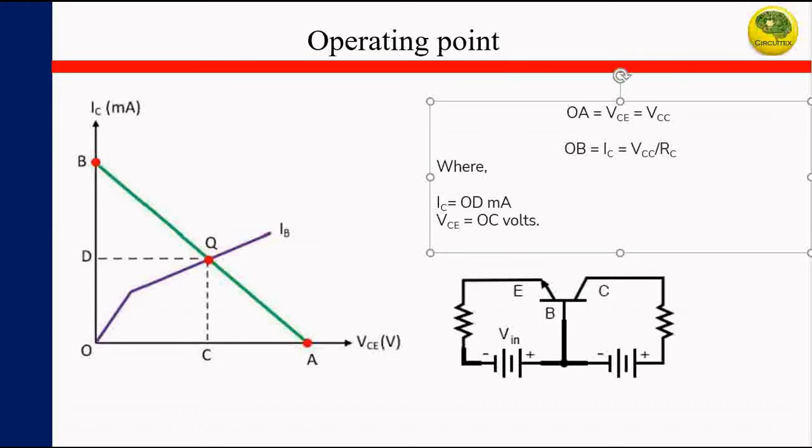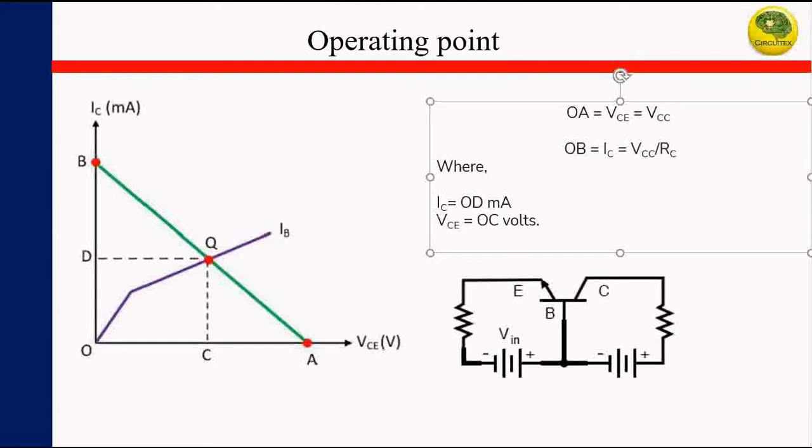The position of the Q point depends on the application of the transistor. If the transistor is used as a switch, then for an open switch the Q point is in the cutoff region, and for a closed switch the Q point is in the saturation region. The Q point lies in the middle of the load line when the transistor operates as an amplifier.